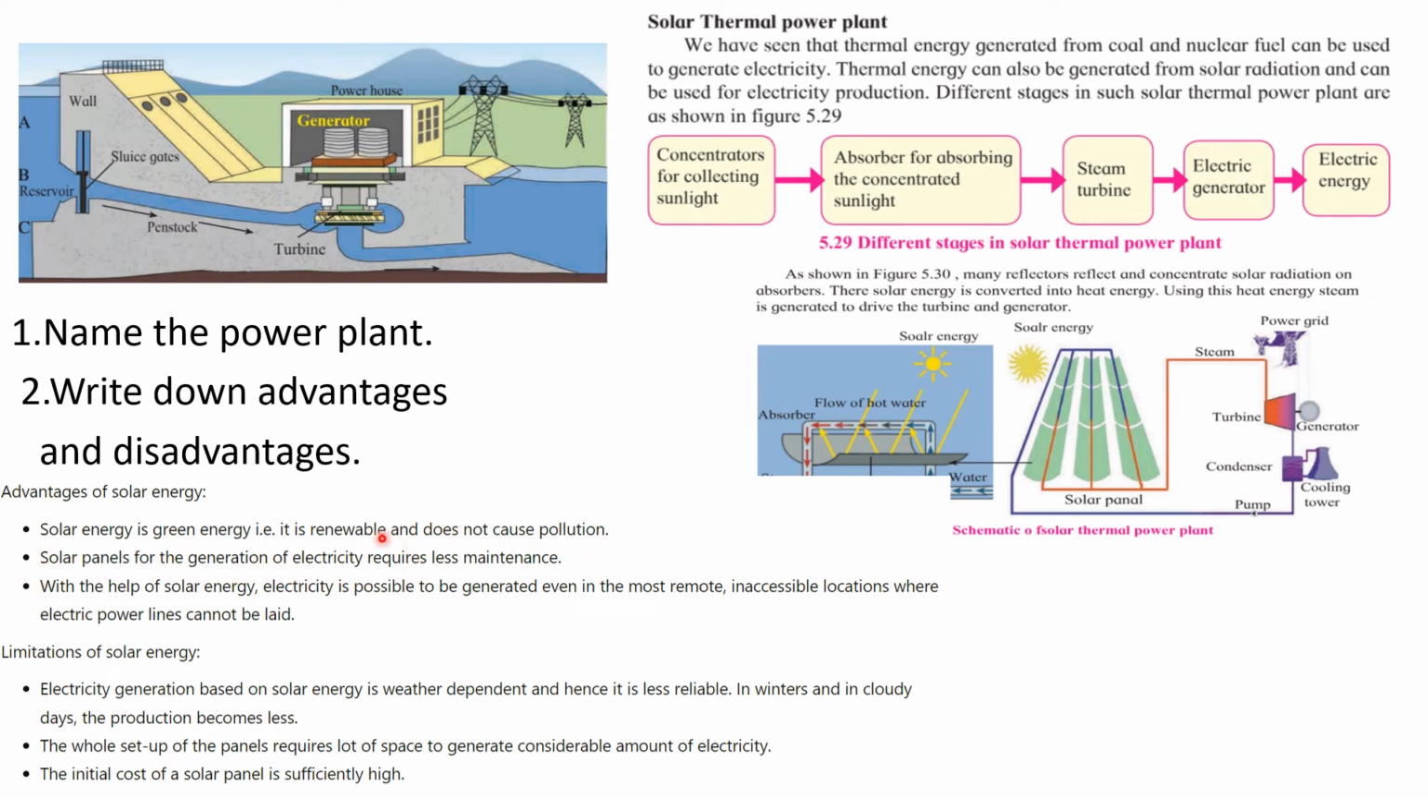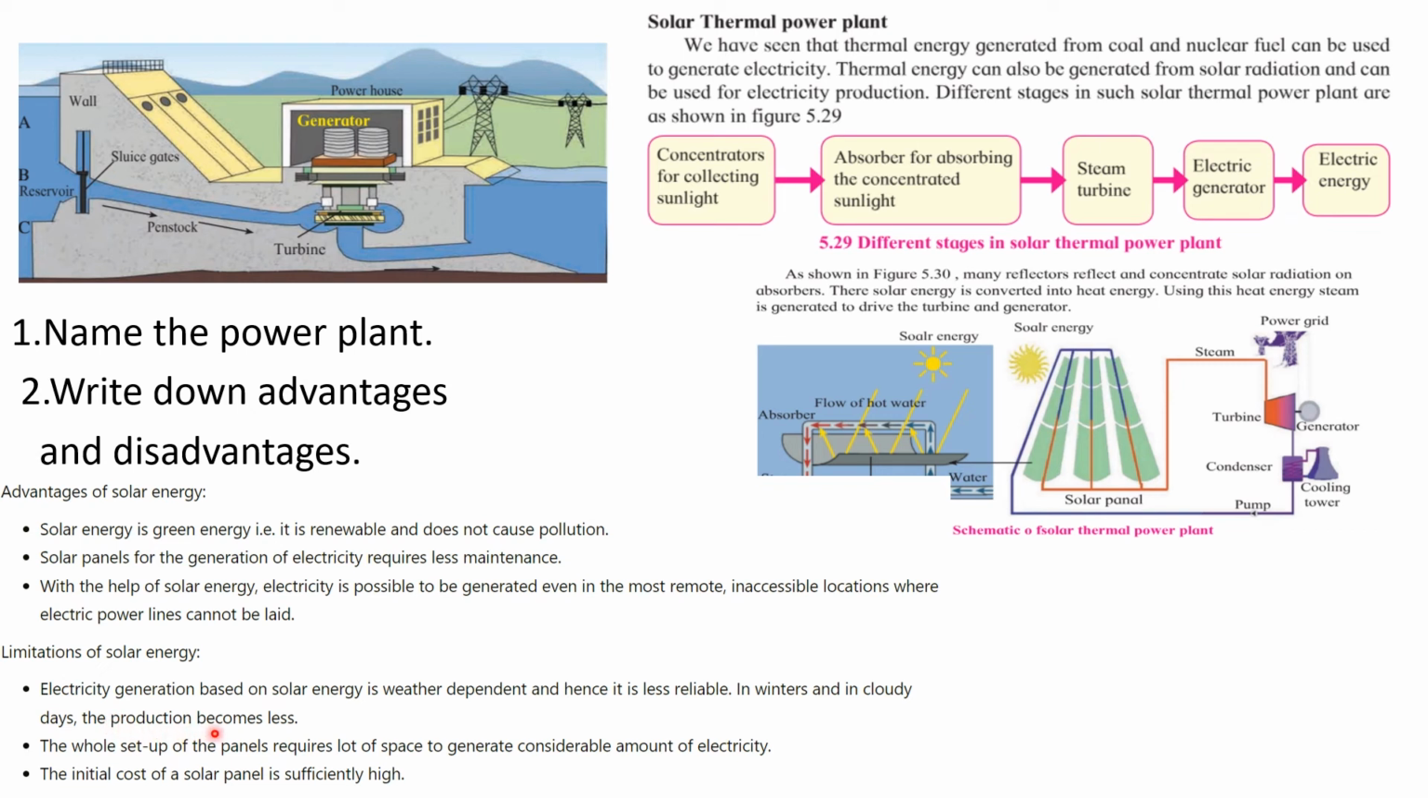Solar panels used for the generation of electricity require less maintenance. With the help of solar energy, electricity can be generated even in the most remote, inaccessible locations where electric power lines cannot be laid. Now, what are the limitations of solar energy? The electricity generation based on solar energy is weather dependent and hence less reliable.